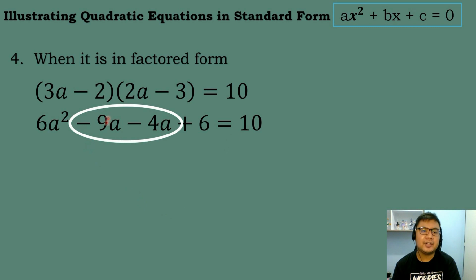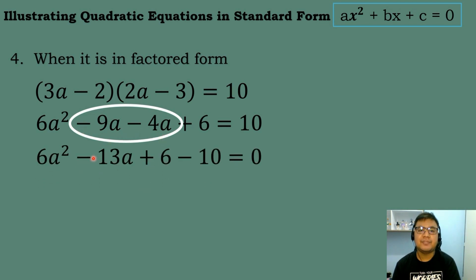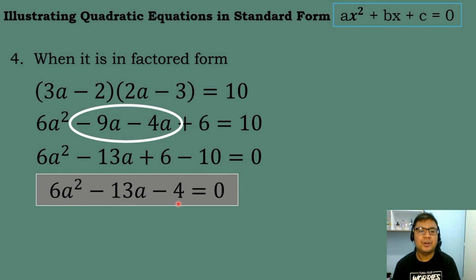Combine like terms. So ang like terms natin is yung ating dalawang linear term. So negative 9a minus 4a is equal to negative 13a. Pagkatapos, yung positive 10, itatranspose natin to the other side of the equation. Positive 10, it will become negative 10. And then 6 minus 10 will be equal to negative 4. So therefore, our quadratic equation written in standard form is 6a squared minus 13a minus 4 is equal to 0.